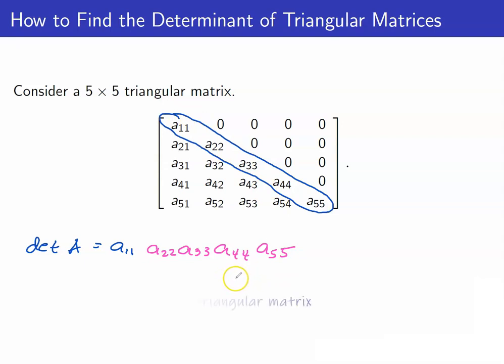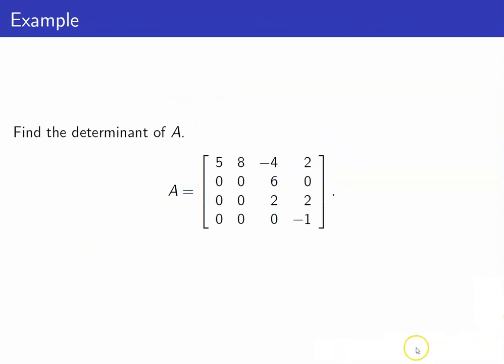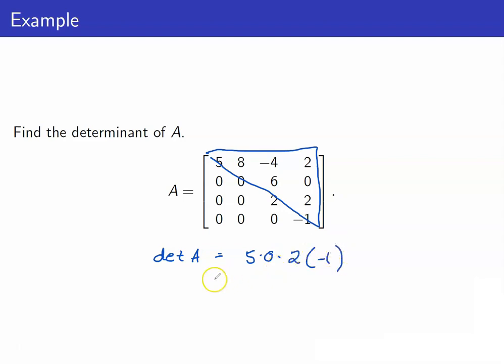So in general, for any matrix of size n by n, the determinant of A would be equal to the product of its main diagonal entries. And here is that theorem. For example, we have this A. Take note that this is an upper triangular matrix. Correct? All the entries below the main diagonal are 0. So therefore, the determinant of A is equal to the product of 5 times 0 times 2 times negative 1. So this determinant is equal to 0.